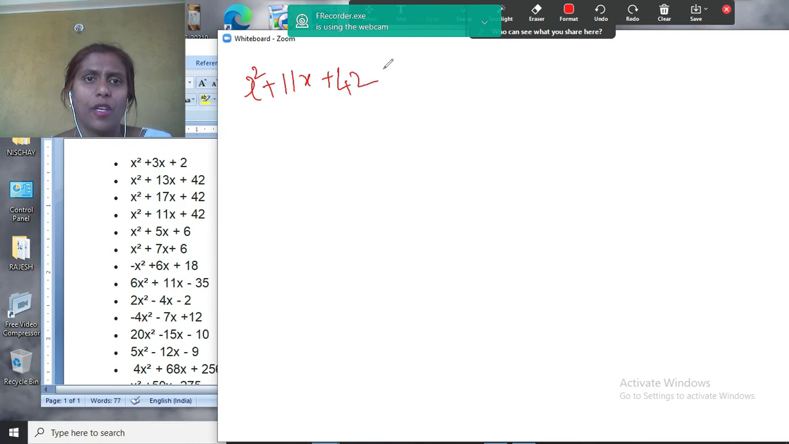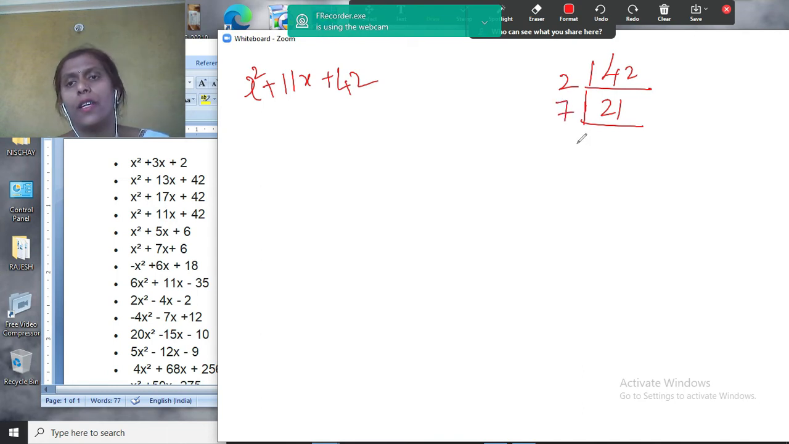This is again 42. Now, how do I get a pair? Now, find out the LCM method. 42 is nothing but 2, 21, and next 7, 7 threes we got. Now, let's see. 7 twos are 14. 14 minus 3 is 11, 14 into 3 is 42.